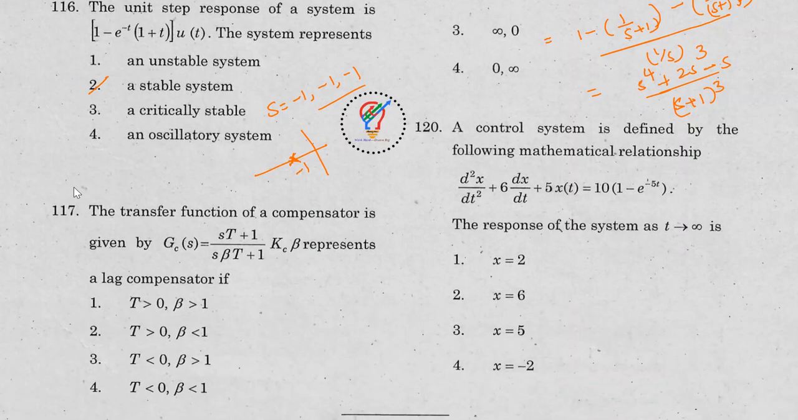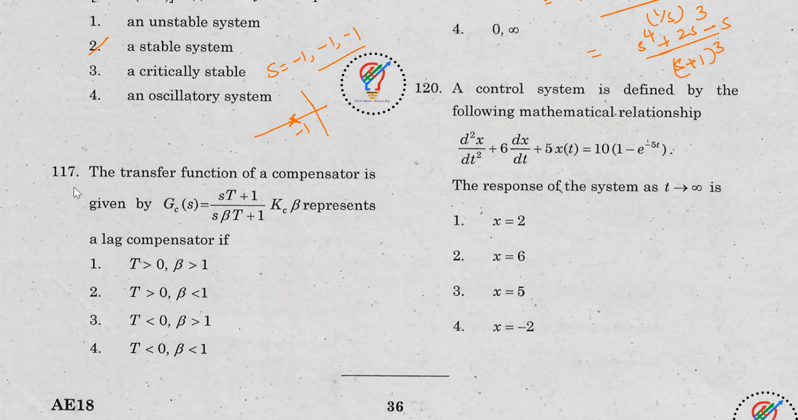Next we'll move to the two questions of this session here, the control system subject. Okay, right here the transfer function of a compensator is given by, okay, Gc of s is equal to (sT plus 1) divided by (s beta T plus 1), Kc into beta. Kc beta represents the lag compensator. For a lag compensator, remember this point, the pole must be nearer to the origin and the zero is away from the origin. So based on this concept, how many poles and zeros are here? The pole will be minus 1 by beta T, and here it is minus 1 by T here. So this is a pole and zero configuration of a lag compensator.